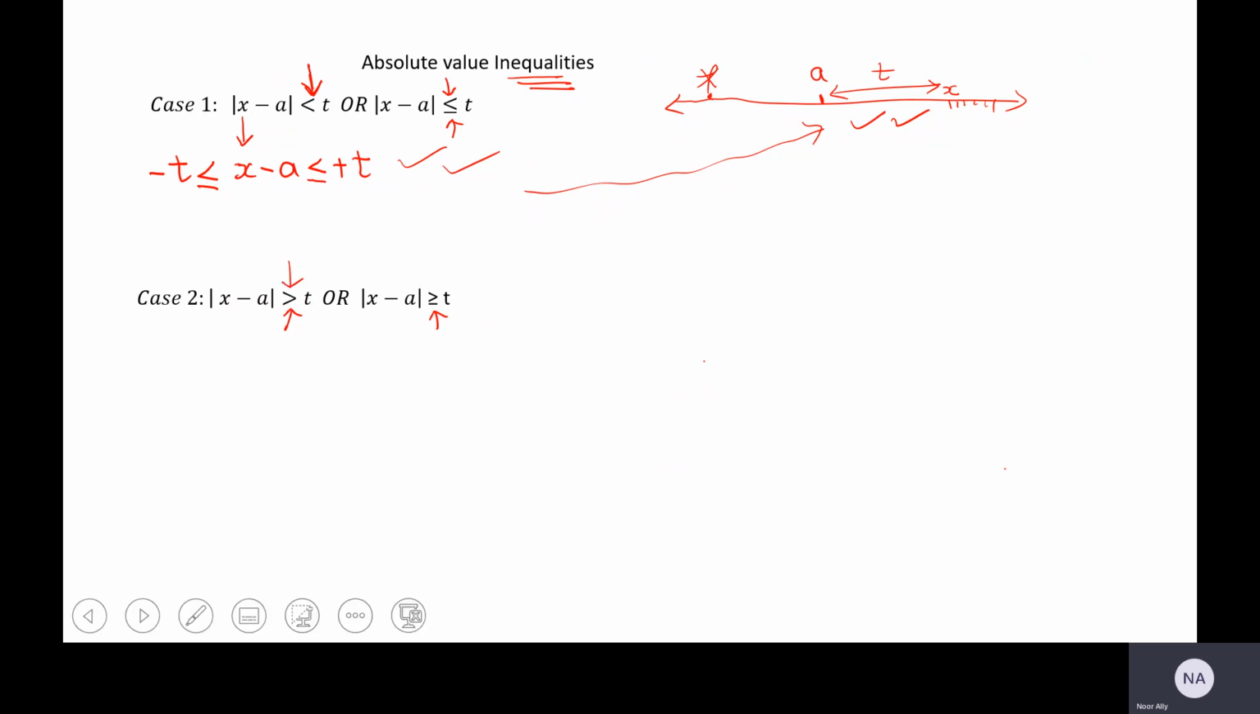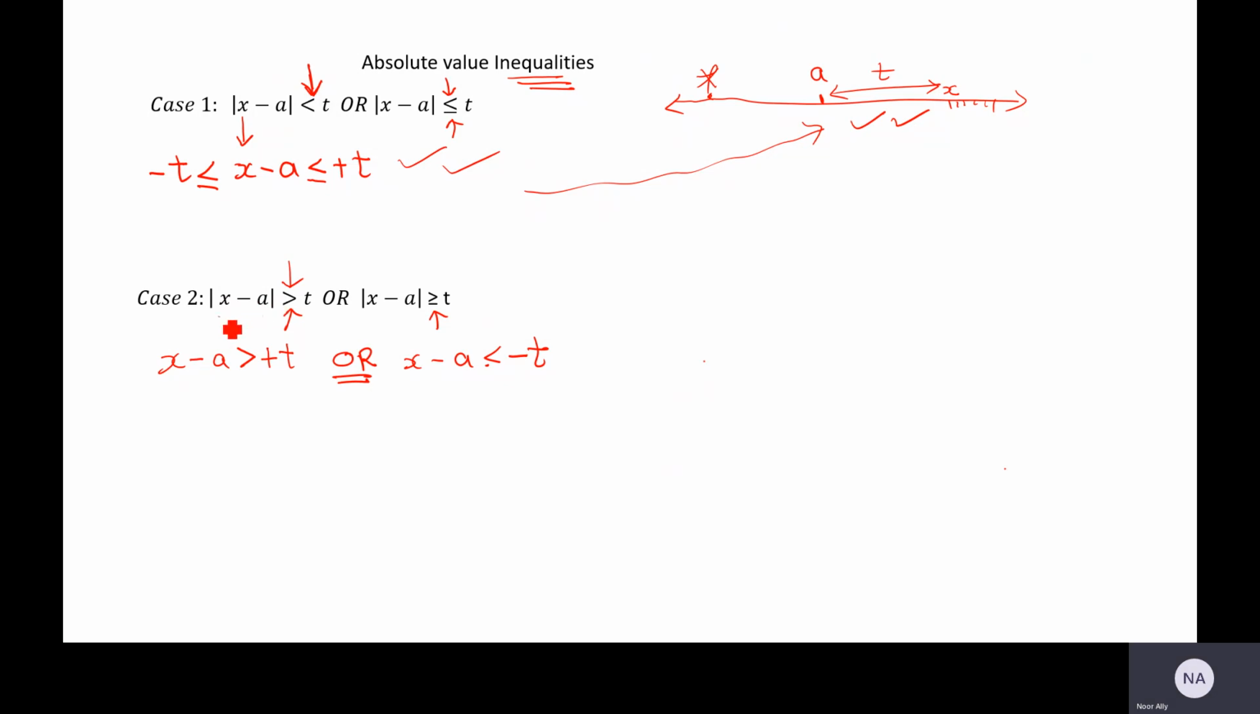When x is greater than t, then we're going to drop the absolute value sign and say greater than positive. But now we're going to separate it and we're going to use or. x minus a less than the negative of the right hand side. Right, so look at that again.